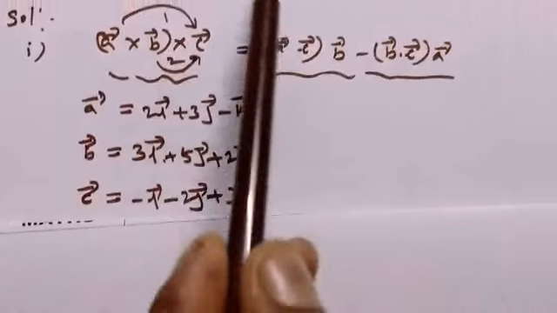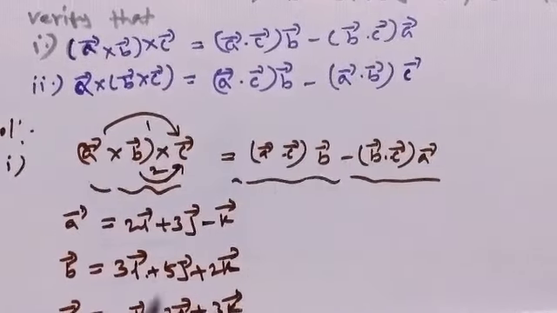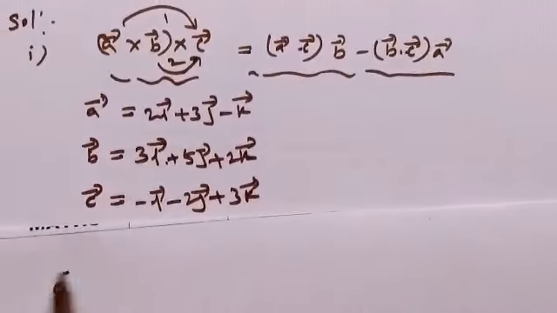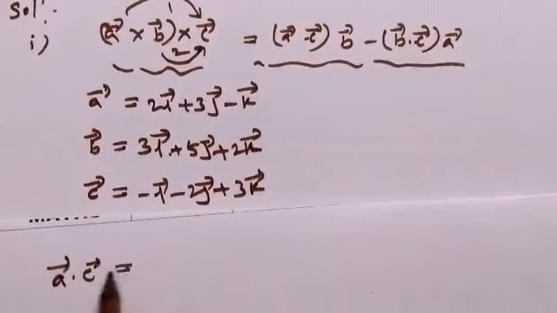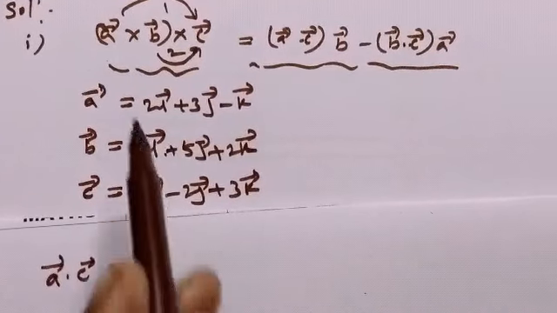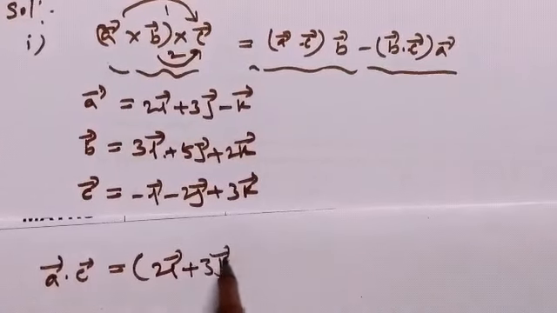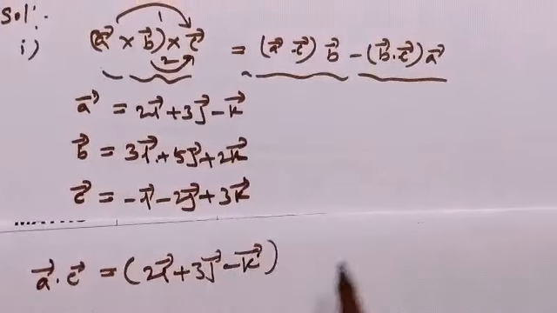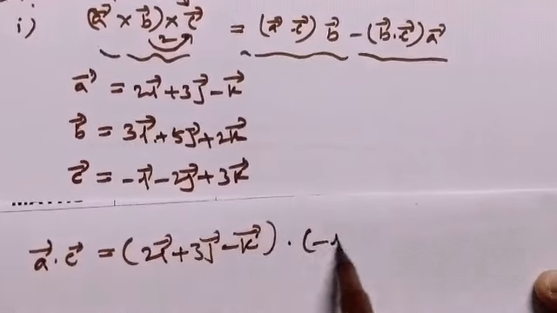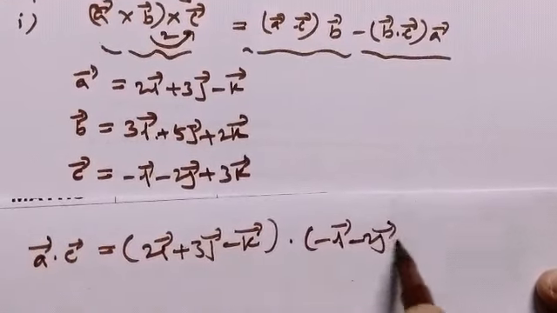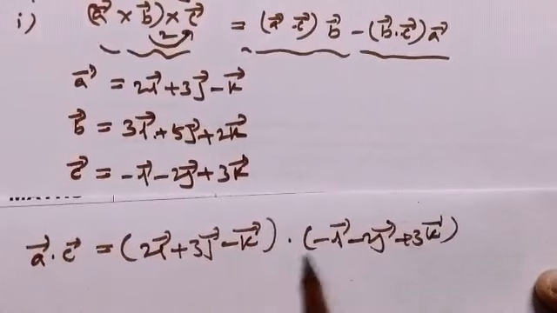Now, the right side, A dot C B vector minus B dot C A vector. First, A vector dot C vector equal to A dot C. A vector is 2i vector plus 3j vector minus k vector, dot C vector, minus i vector minus 2j vector plus 3k vector.